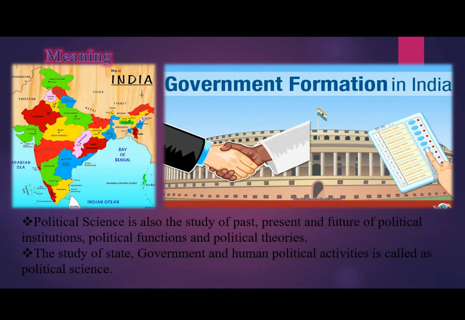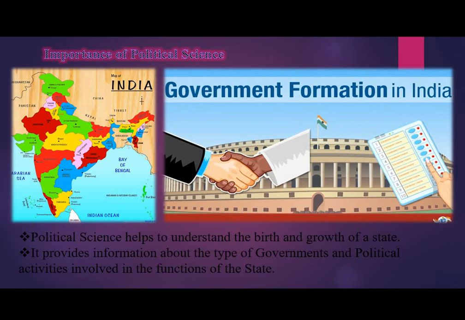Students, political science is the study of past, present and future of political institutions to check the functions and also to check the political theories. It is not only that, it is the study of the state, government and human political activities. We call that political science. So here are some of the importance of political science. Why do we need to study political science? What is the importance and what is the scope we have? All that we are going to study here.